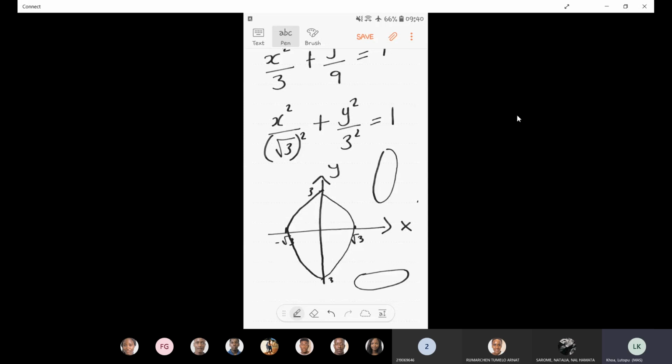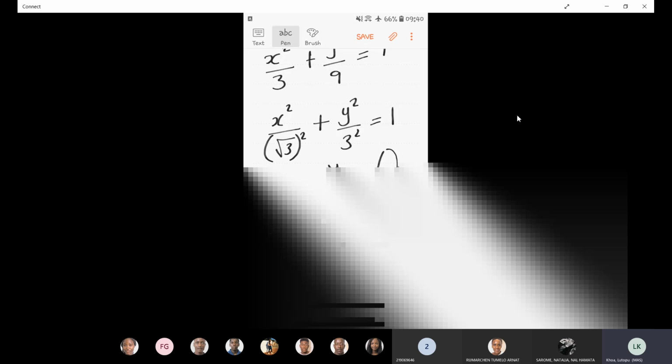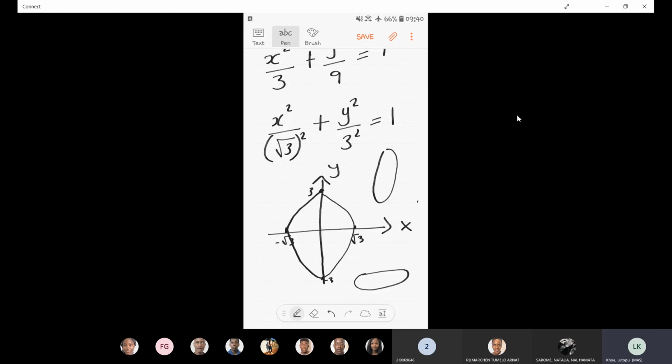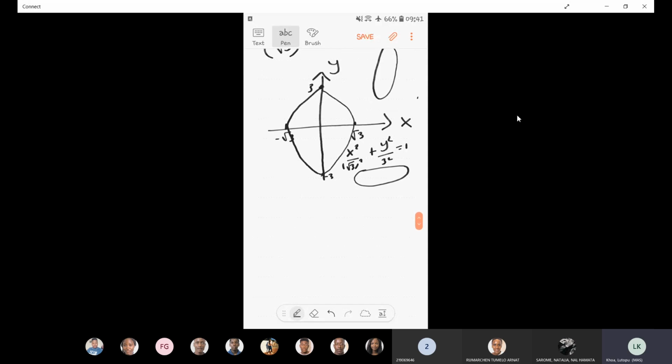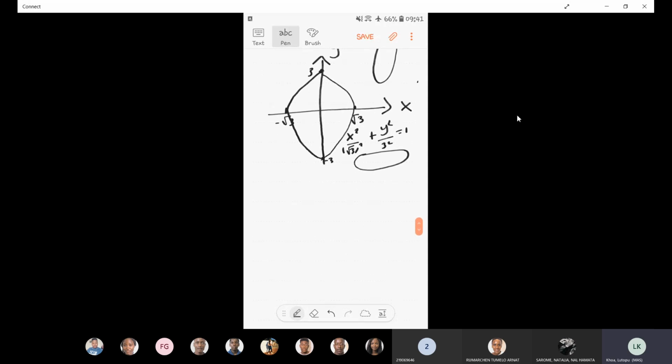So it's not horizontal, it's more vertical, because over here I have 3 and minus 3, and then this is square root of 3, which is smaller, so it looks more vertical than it does horizontal. And then that's it. You just label it. So you say x squared over the square root of 3 squared plus y squared over 3 squared, and then this is equal to 1. So drawing an ellipse is pretty simple, nothing much to do there.